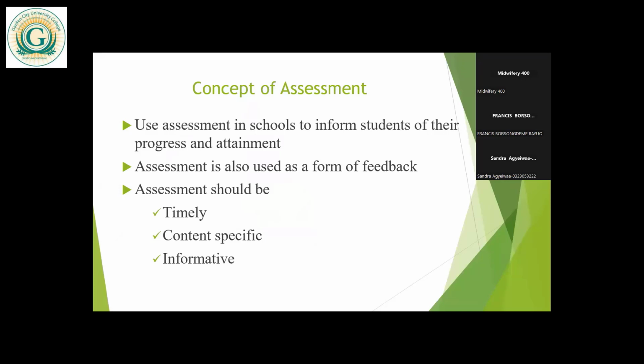So we are using assessment as a form of feedback to find out from the students or the learners what they have learned so far. Assessment helps us to know the progress of the learner and what has been attained so far by the learner.